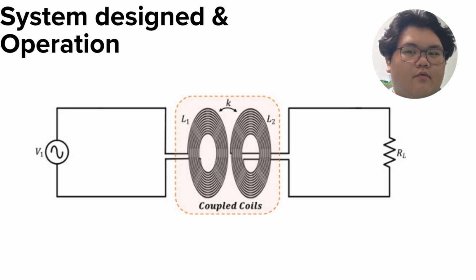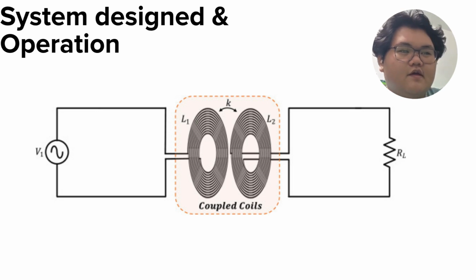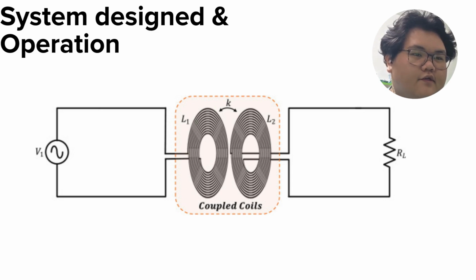I'm Ethan, and now I'll be talking about the system design for our assignment. This is the design that we want to use, which is a wireless power transmission device. The left side here is the transmission part, and the right side is the receiving part. The RL here we substitute with an LED.